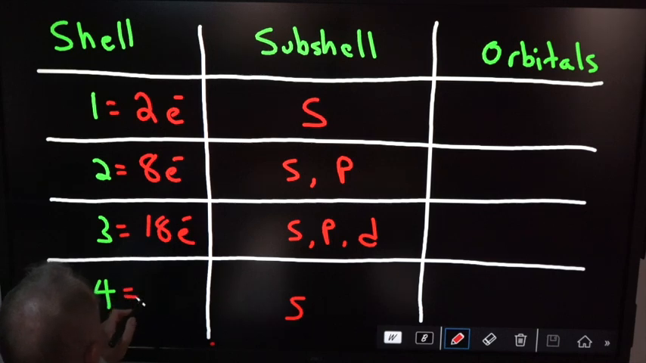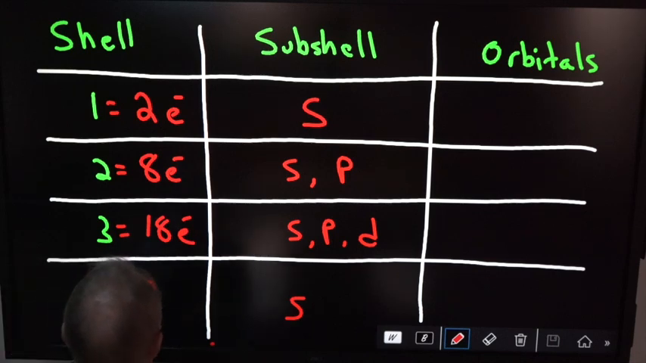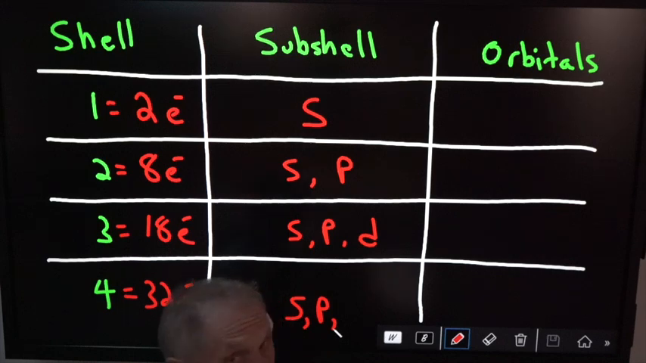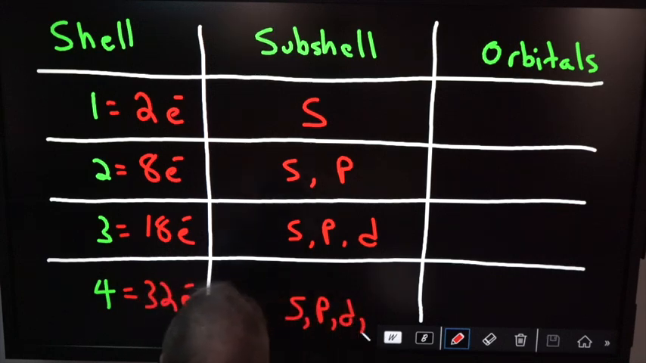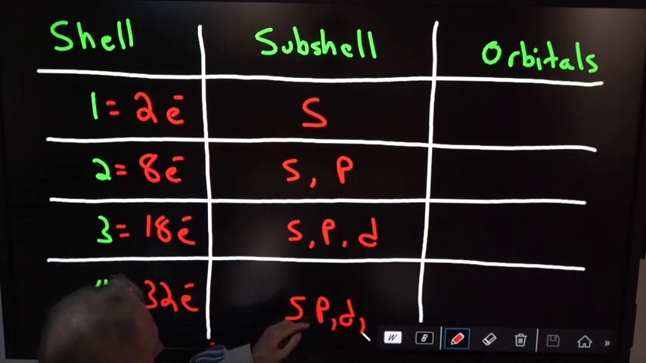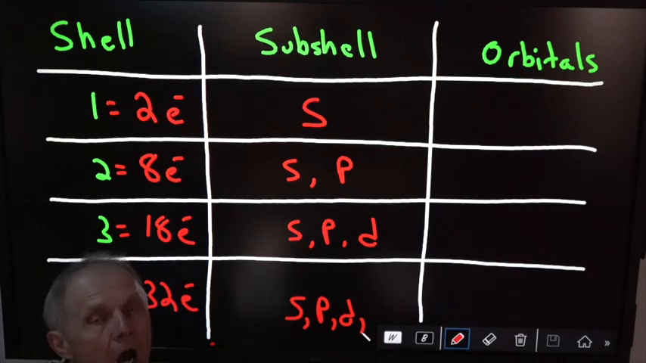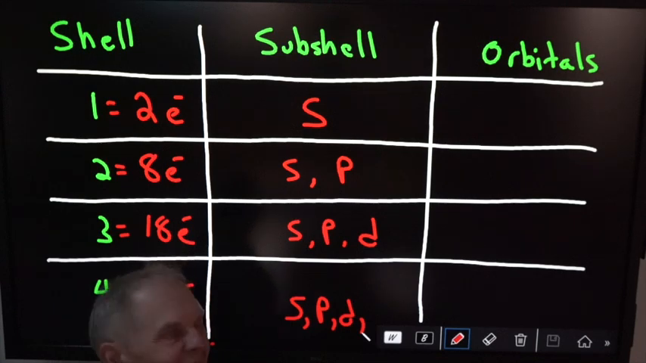Fourth shell: 4 times 4 is 16, times 2 is 32 electrons. Now, S takes up 2, P takes up 6, D takes up 10, and that's 18 electrons out of 32. I'm left with 14 electrons left, and that's exactly how many can fit in an F.